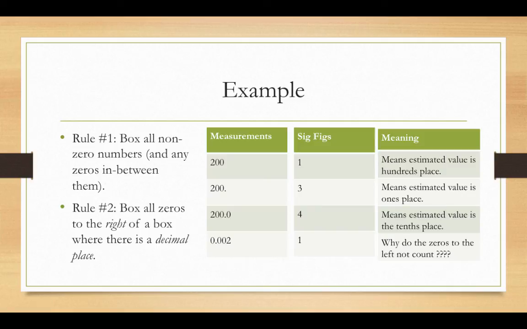Now look at 0.002. It only has one significant figure. And that's because if I follow rule number 1, I can box the 2, but rule number 2 says I can only box zeros that are to the right of a box. And these zeros are to the left. Why in the world do the zeros on the left not count? Let's explore that.